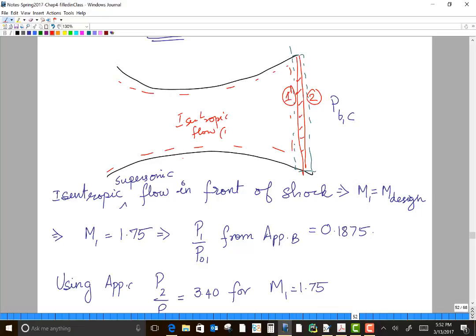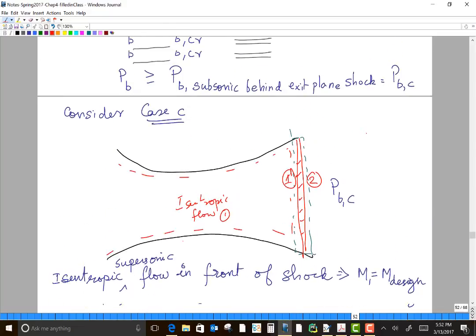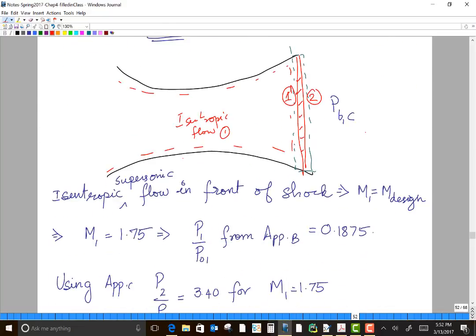This is isentropic flow 1, okay? So if it's isentropic flow 1, then the Mach number at this location just in front of the shock, which is also the exit plane, corresponds to the isentropic flow solution for AE by AT equals 1.3865, which is also the design Mach number, okay?